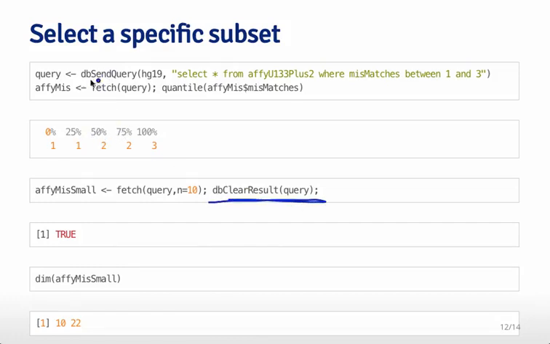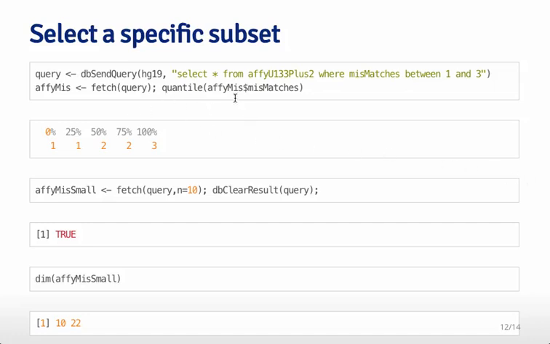Remember you sent a query out to the MySQL server, and it's still sitting out there. You fetched the data back, but that didn't stop the query from still being out there at the MySQL server. So you need to do db clear result to clear that query from the remote server, and it should return true again because you've cleared that result. If you look at this small data set where we fetched only the top 10 rows or observations, you can see that it produces a data frame that actually has a dimension of 10 rows as well. So what we've done is select a very specific subset.